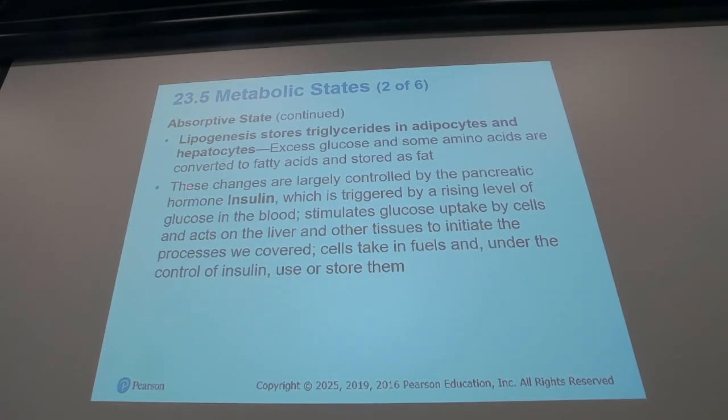So in lipogenesis, which happens in the absorptive state, you have a storage of triglycerides in adipocytes and also in the hepatocytes. But again, this deposit of triglycerides in the hepatocytes shouldn't be that much, otherwise we will have steatohepatitis, or fatty liver. Now, a hormone that controls this state of lipogenesis is insulin.